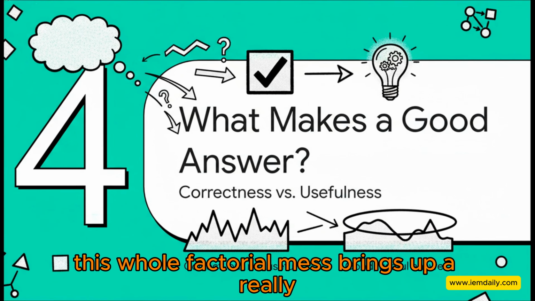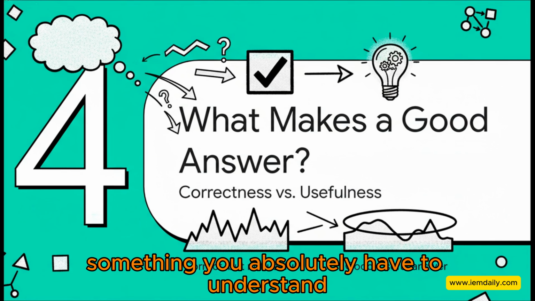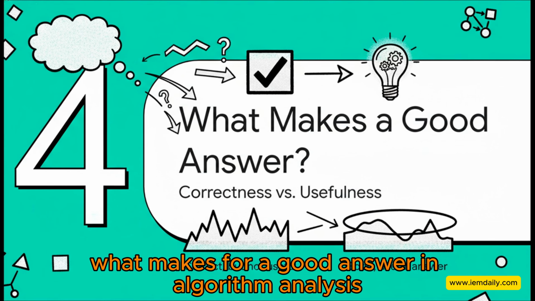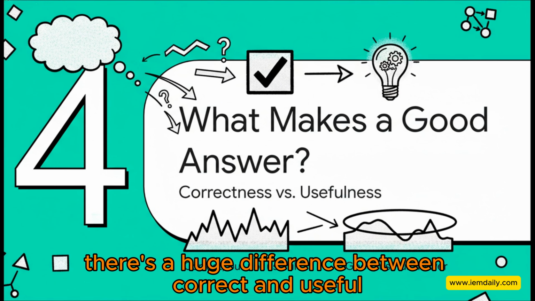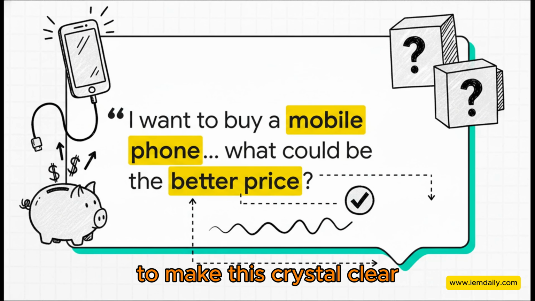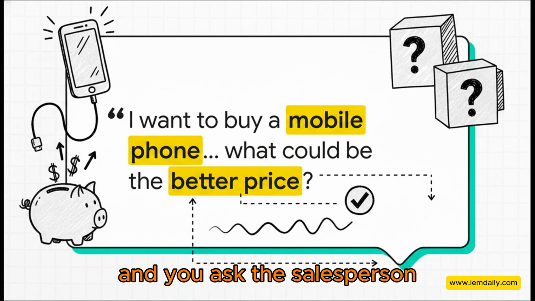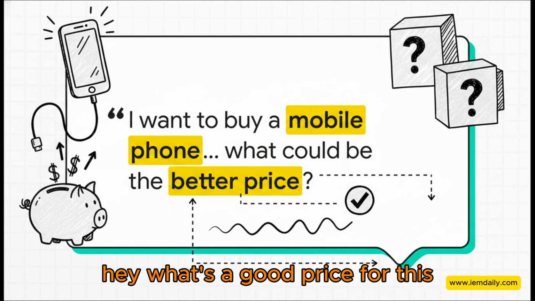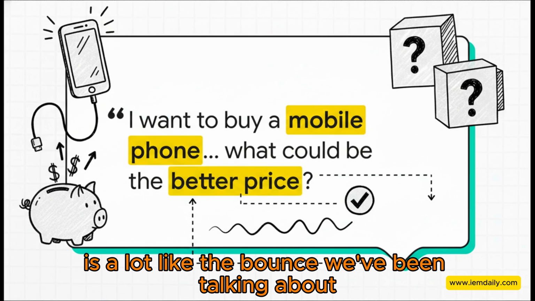This whole factorial mess brings up a really important question, something you absolutely have to understand. What makes for a good answer in algorithm analysis? Because as we just saw, just being technically correct isn't always enough. There's a huge difference between correct and useful. Let me give you a real-world analogy to make this crystal clear. Imagine you walk into a store to buy a new phone, and you ask the salesperson, hey, what's a good price for this? The kind of answer you get back is a lot like the bounds we've been talking about.